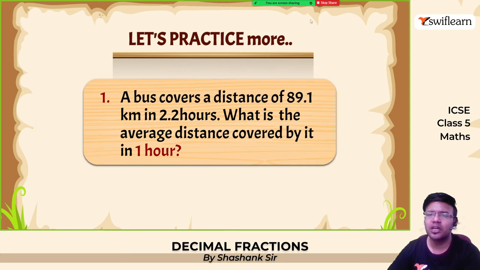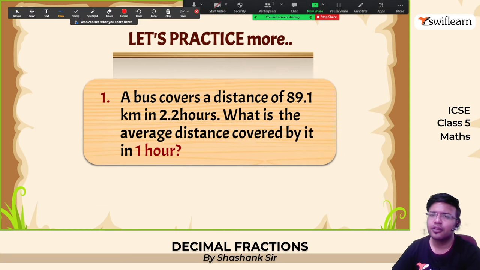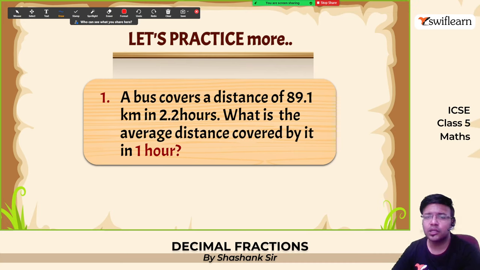Now, a bus covers a distance of 89.1 kilometers in 2.2 hours. What is the average distance covered by it in 1 hour? Okay, see this. A bus covers 89.1 kilometers in 2.2 hours. In 1 hour, how much will it cover? Okay, so this is the question. It's like the unitary method. So it is 89.1 divided by 2.2.